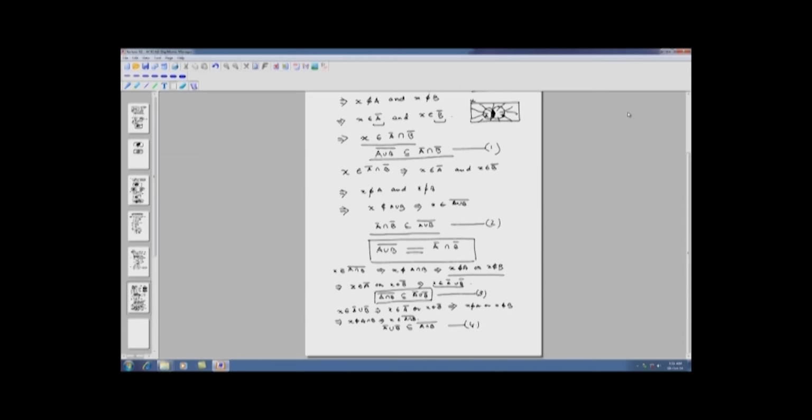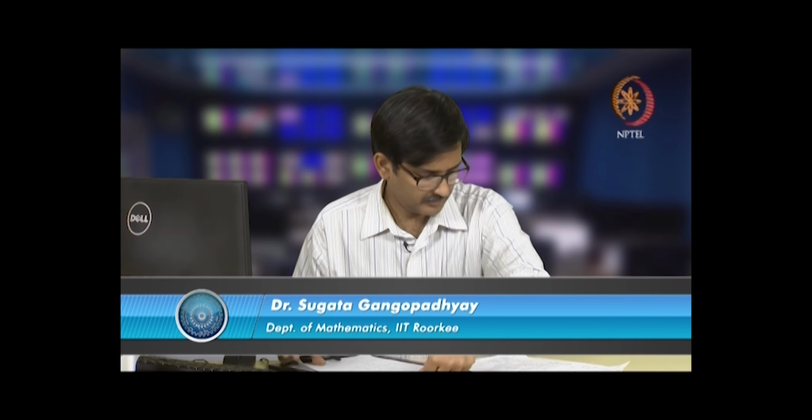Call it 4. Combining 3 and 4, we have A intersection B complement equal to A complement union B complement. This completes the proof of De Morgan's law.